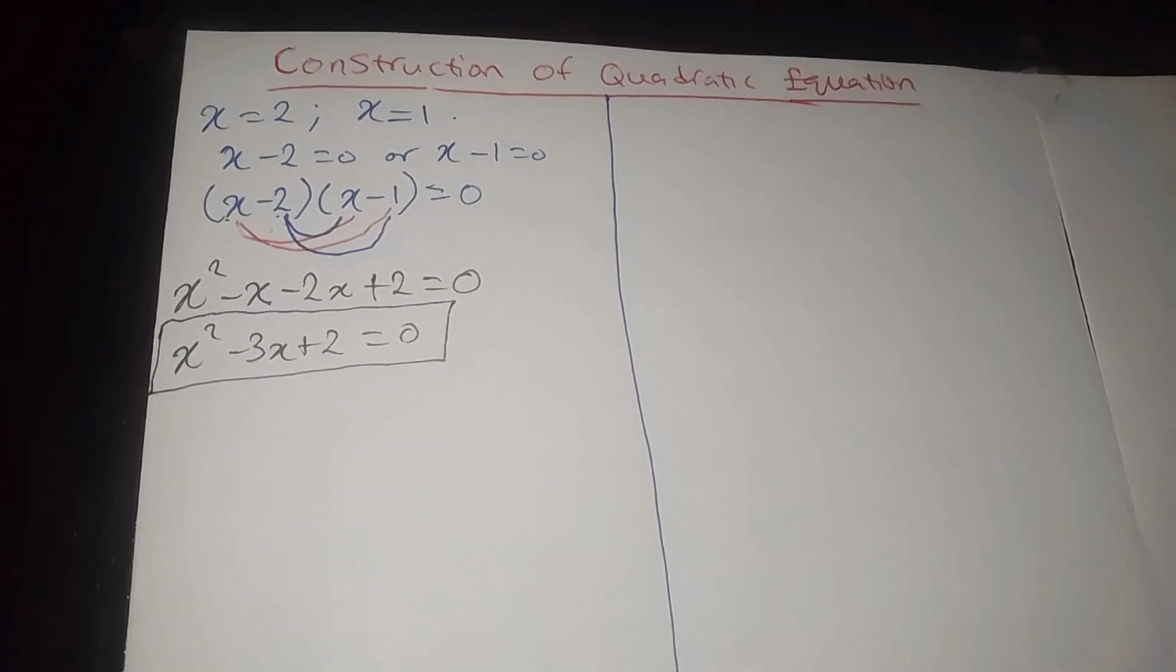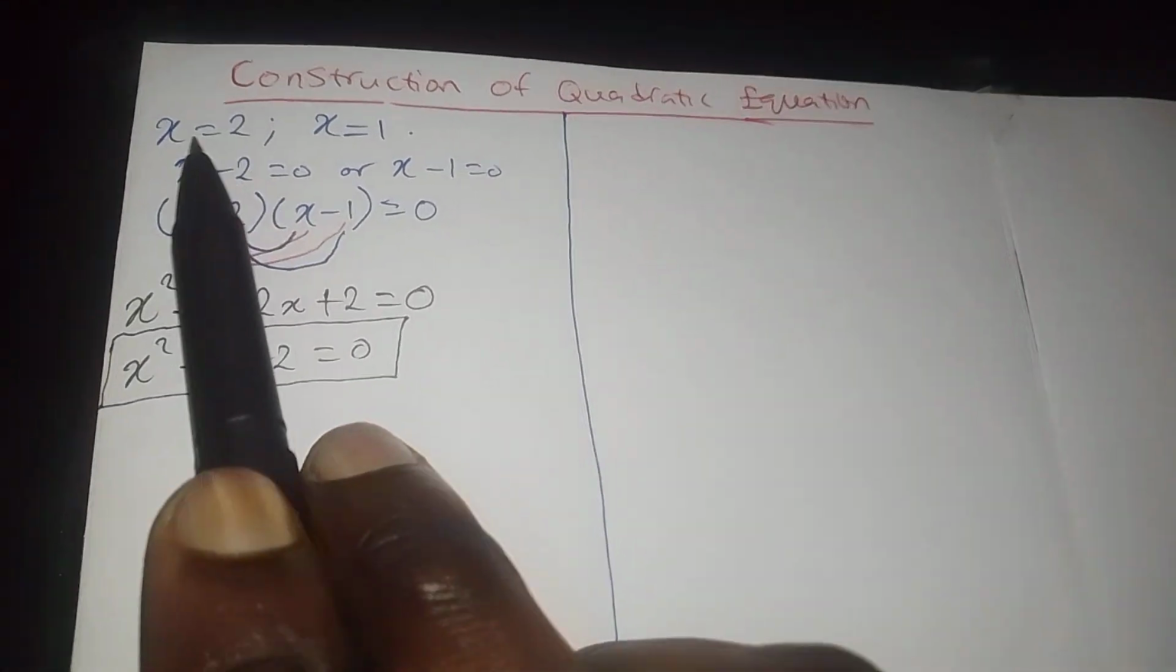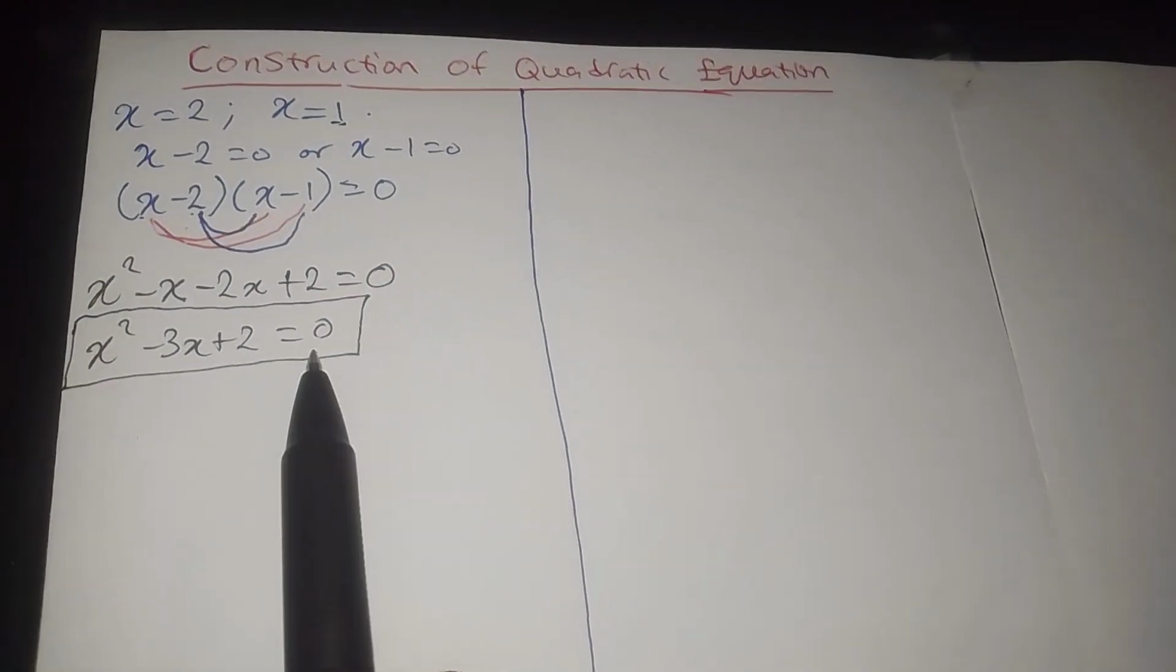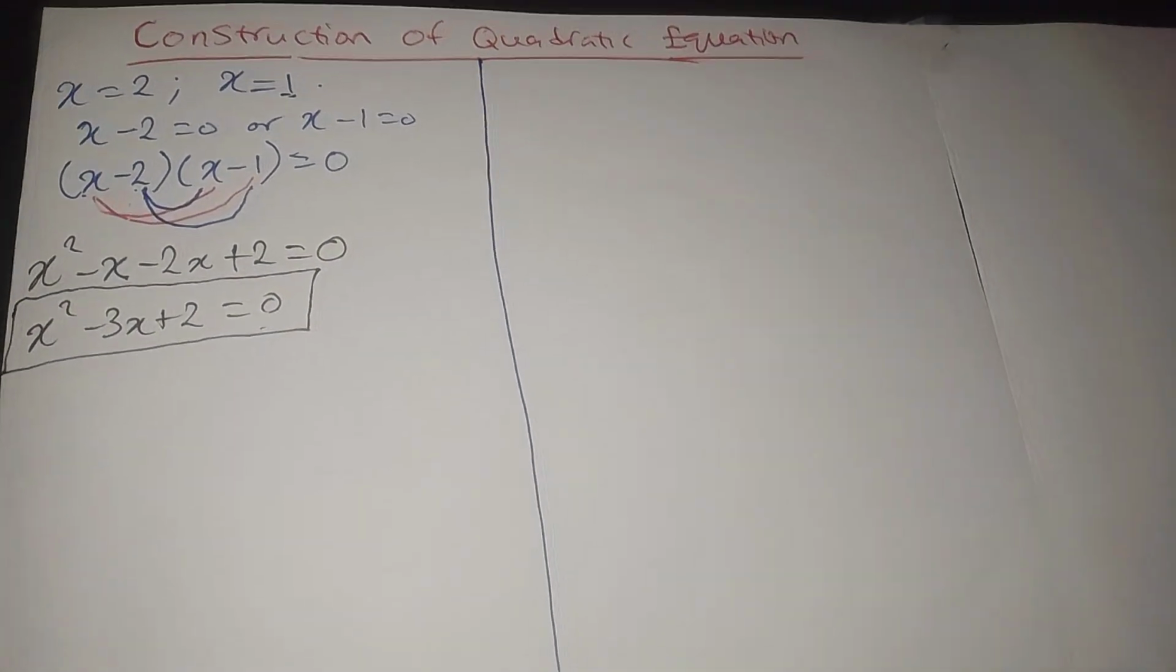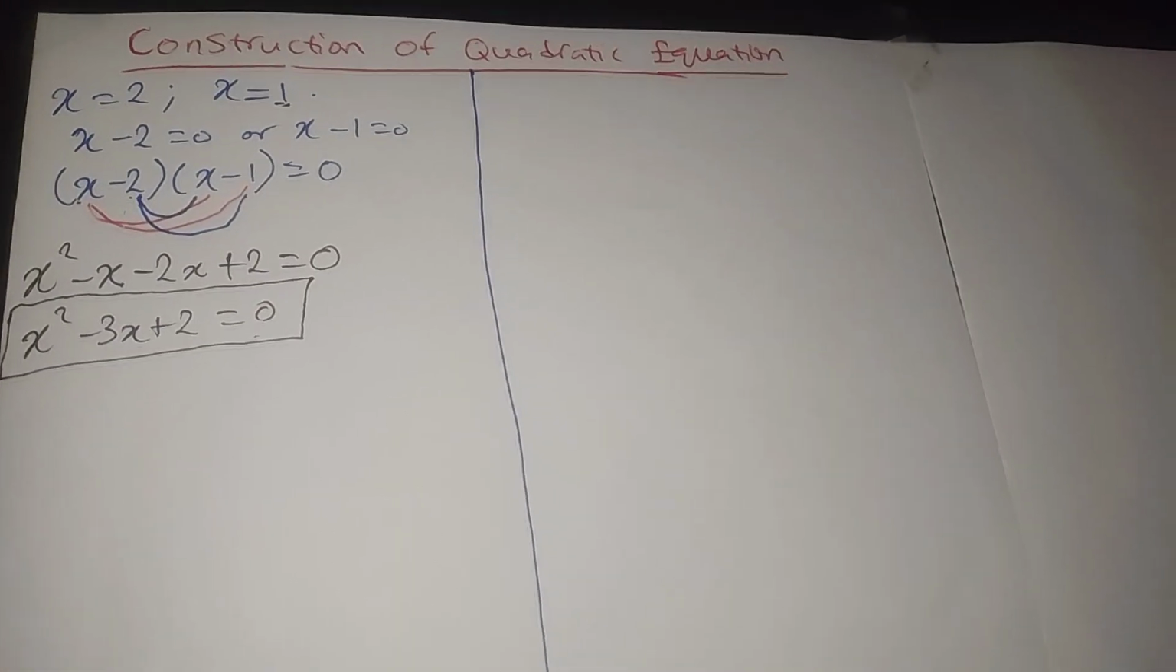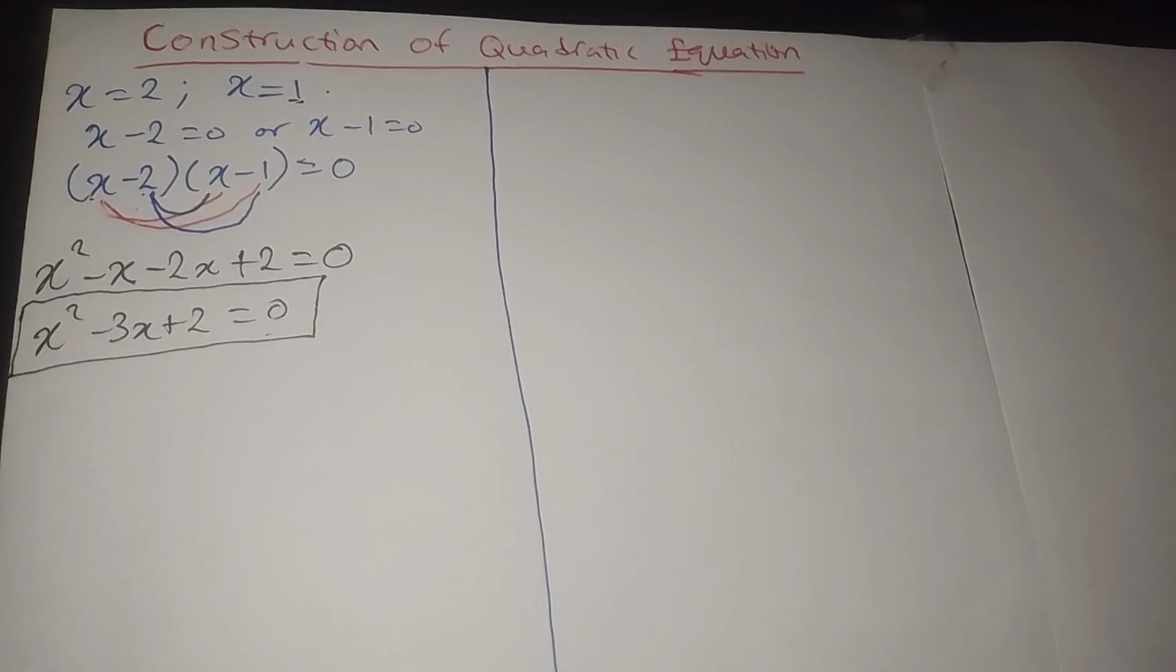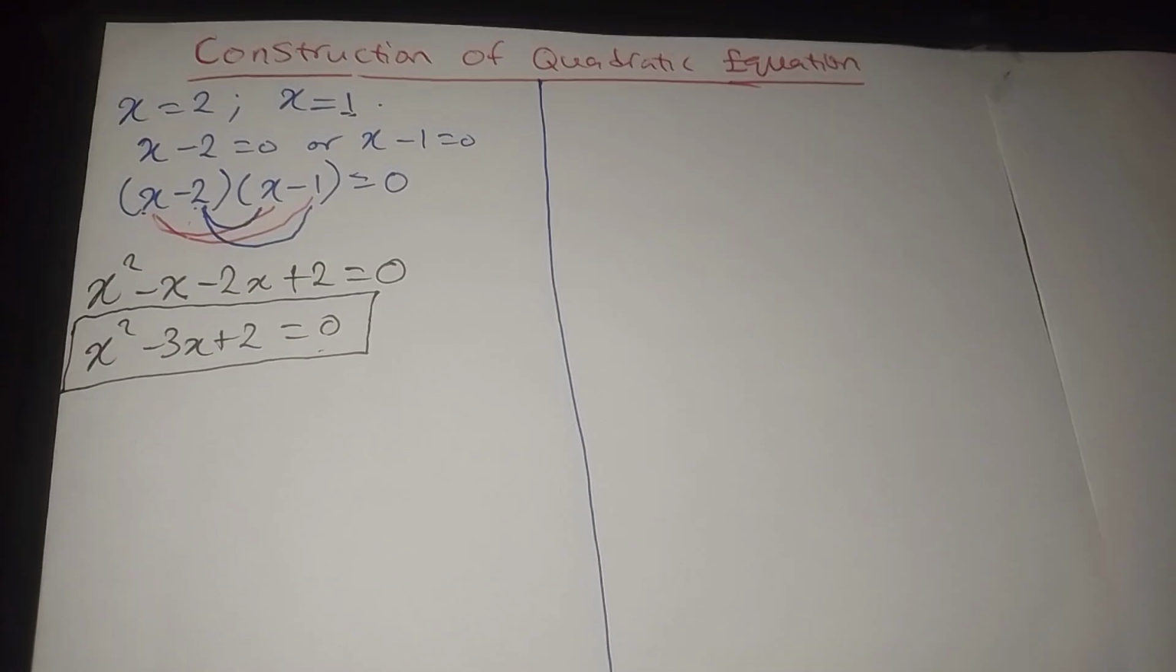So I have constructed the quadratic equation from the roots here. I have formed my quadratic equation. That means a quadratic equation can be constructed from the roots of the quadratic equation. When I say root, the root simply means the answer of the quadratic equation. So let's solve more questions.